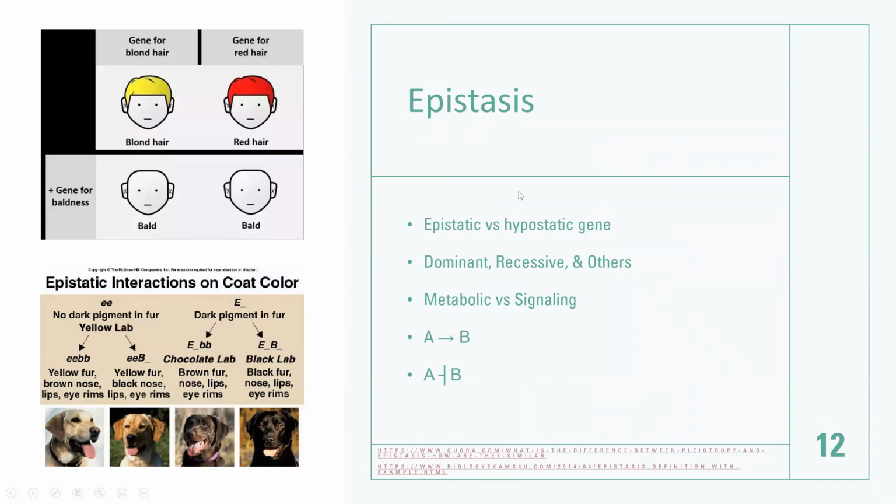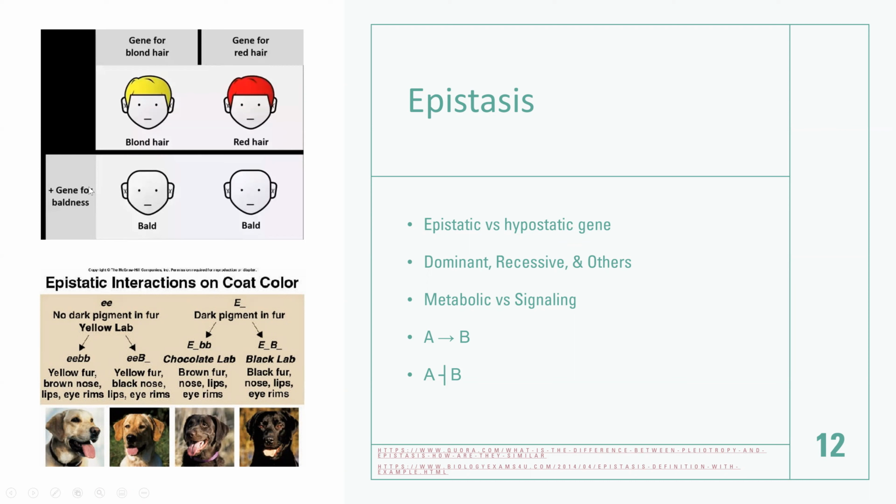So what is epistasis? It's really that one gene masks or modifies the effect of the other. And so they're really just linked together in terms of inheriting them from your parents or expression. So we have an epistatic gene and a hypostatic gene. And to explain that, I will use the image at the top left. So we have two genes here, the gene for baldness and the gene for the color of your hair.